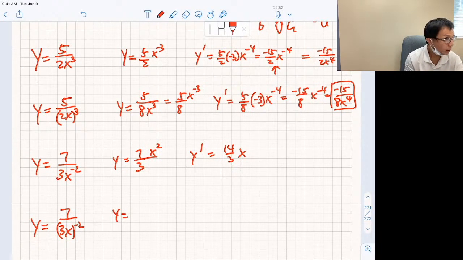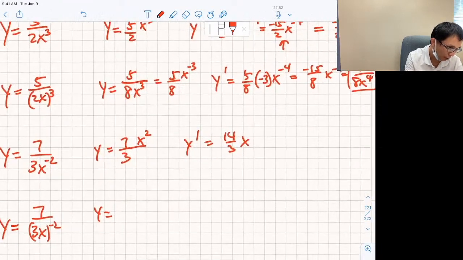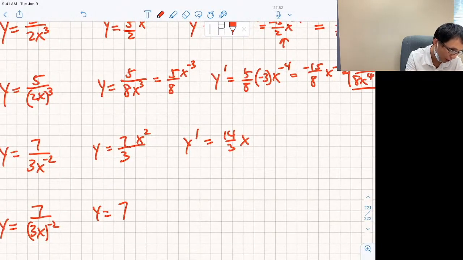The next one is actually interesting because the whole thing is to the negative 2 power, right? So can I just change the whole thing so it becomes a positive power and goes on the top? Now can I rewrite this?